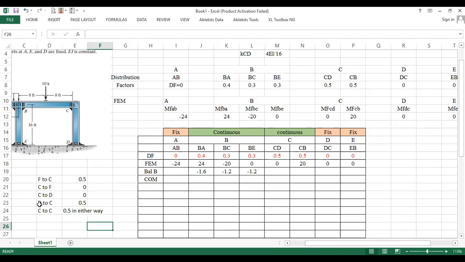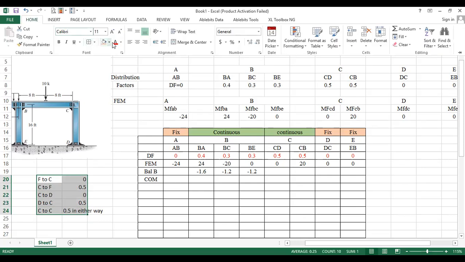Remember, if it is discontinuous to fixed, there's only one span, or discontinuous to discontinuous, that is determinate. So no need to worry on those cases. So fixed to continuous, you should give half. Sorry, fixed to continuous, the other way around. Continuous to discontinuous, you should give half. This is the distribution.